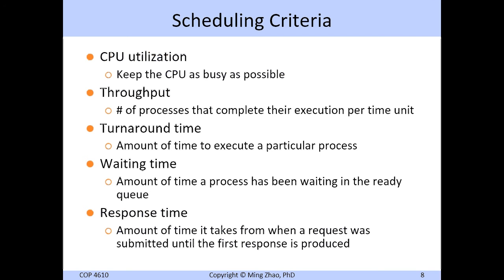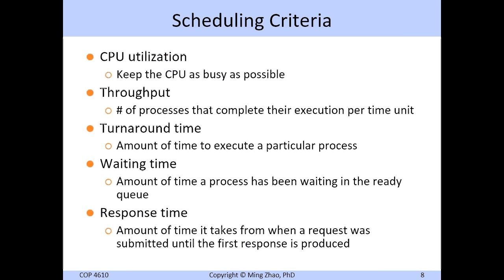The next metric is turnaround time. Turnaround time is different from throughput because it is looking at the performance of a single process. Turnaround time is defined as the amount of time to execute a particular process. With throughput, we are looking at the overall performance, the performance of all the processes measured by the number of processes finishing execution within a unit amount of time. With turnaround time, we are looking at the time spent on the entire life cycle of the process, starting from when the process is created to when the process terminates.